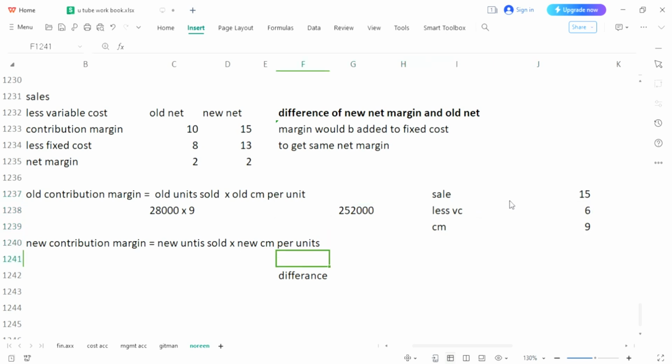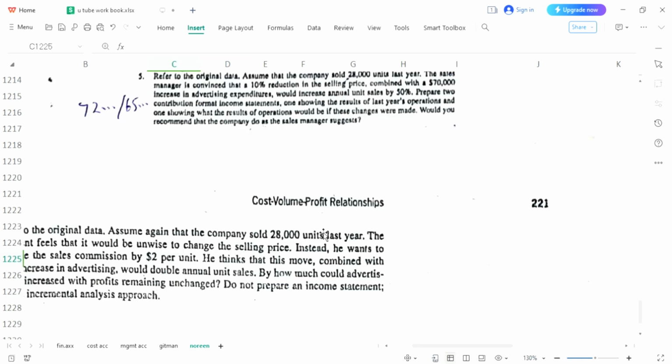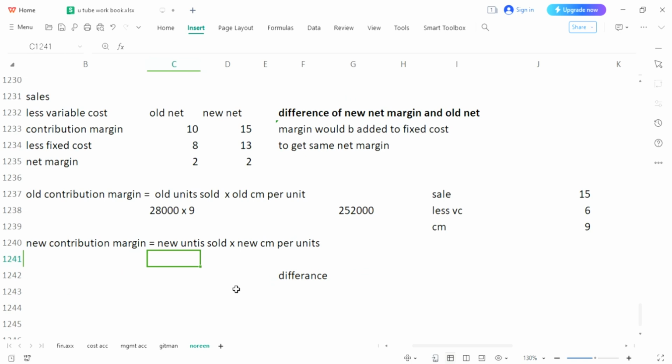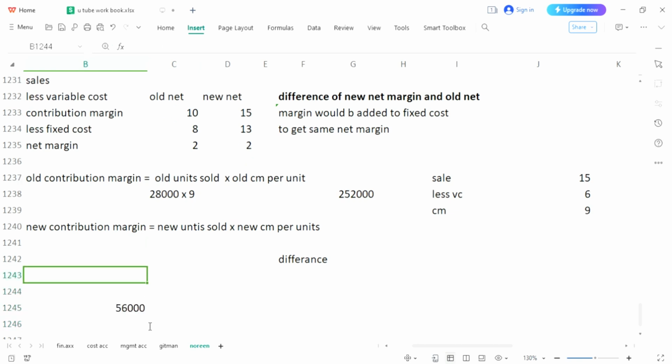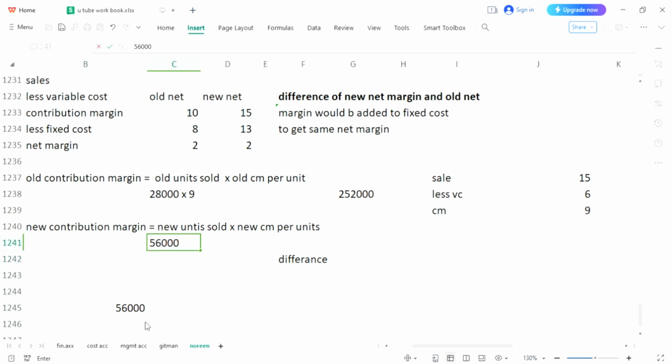Okay, now we are going to calculate new units, and it was said that with this policy we would double annual unit sales. Right now 28,000, when we double it, our units would be doubled. And how will you make double? 28,000, we multiply it by 2, so we have got 56,000, double the number of units. Now we will be selling 56,000, and we need to multiply it with new CM per unit.